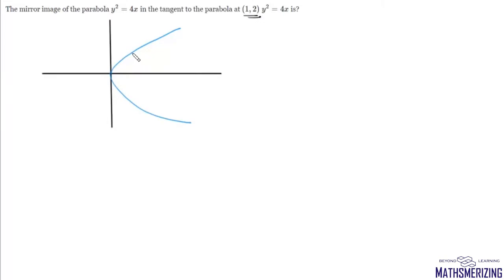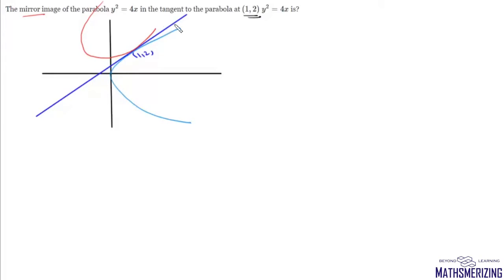Now we'll take a point which is at (1, 2) and we'll draw a tangent at (1, 2). Now we need to find the equation of the parabola which is the mirror image of this parabola about this tangent.